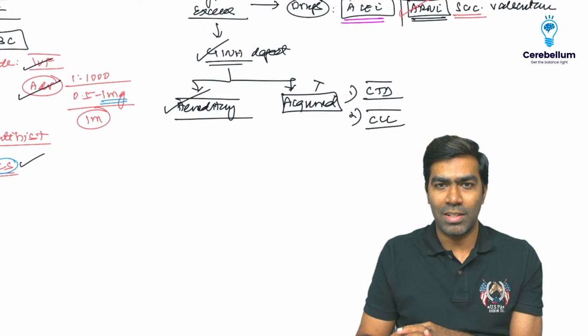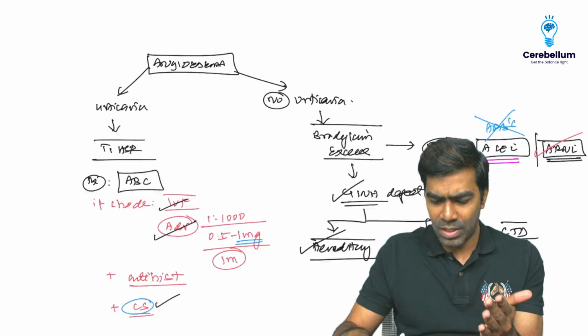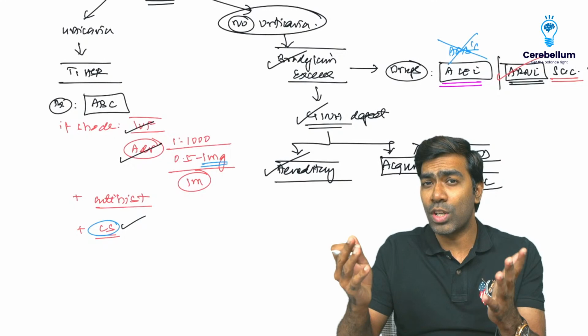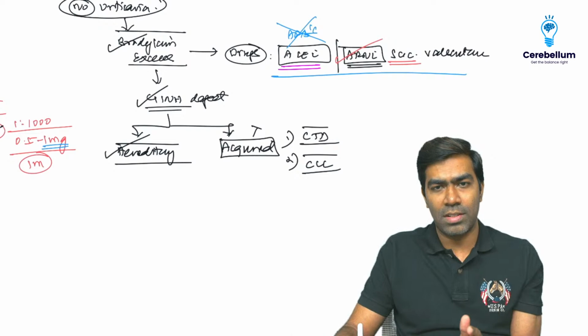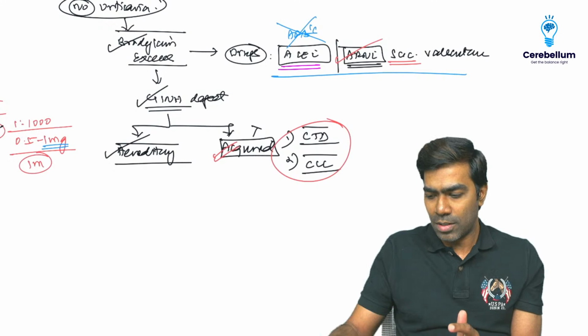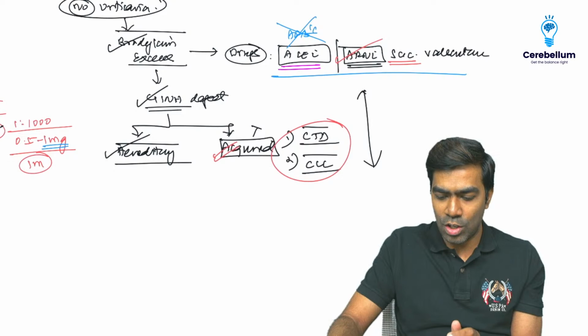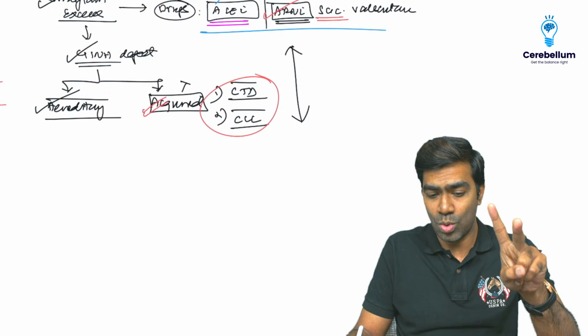But how will you treat angioedema without urticaria, in the sense it is due to bradykinin excess? If it's going to be due to drug-related causes, stop the drug. That's very, very important. If it's going to be due to C1 esterase defect, then if it's acquired, you can treat the underlying cause. That's also fine. But how are you going to manage an acute attack? There are two drugs that you need to know for exams. Or for prophylaxis, what are the drugs that you can use? Two drugs, very important for exams.